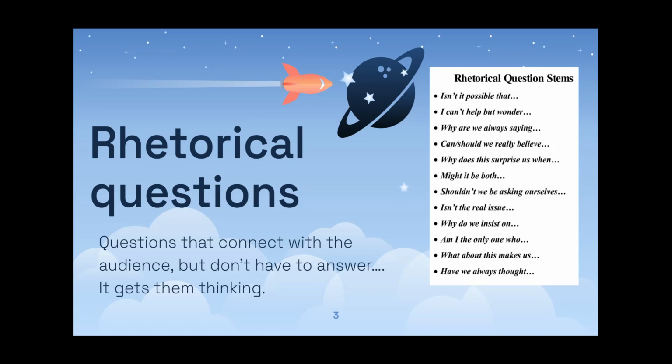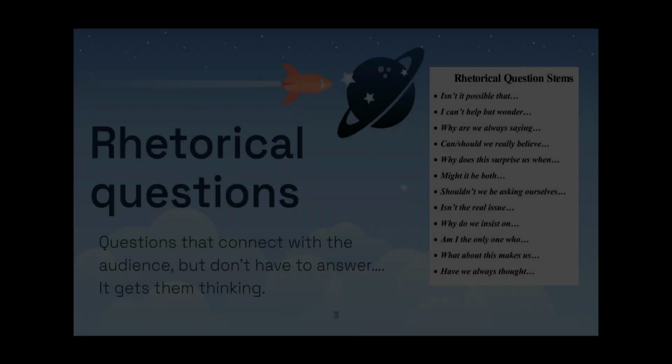So as an example, a rhetorical question that you could use is, what makes this us? Or what about this makes us think? Or what about us makes this important? Why can't we believe, or why don't we believe? So it gets the audience into that thinking mode and also gets them to question their own perceptions.